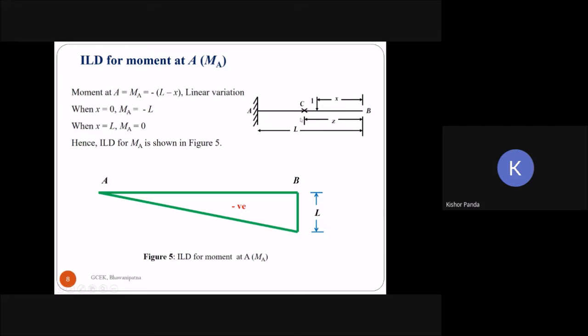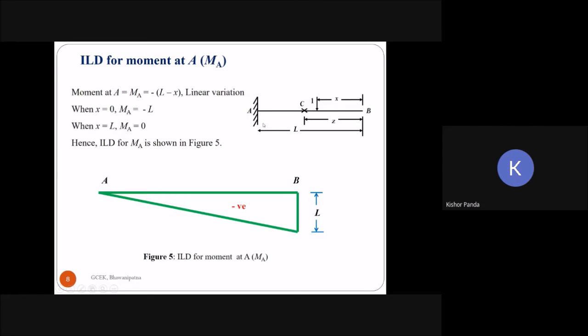So what is the moment at A? Moment at A is equal to minus 1 into (L minus X). And here you see the moment at A is linearly varying with X. So this is the linear variation, and this is the moment at A.